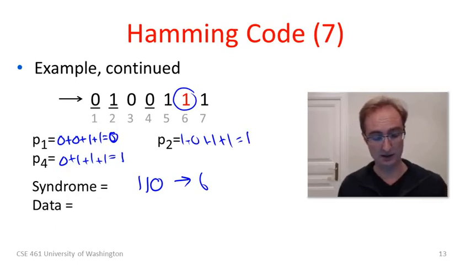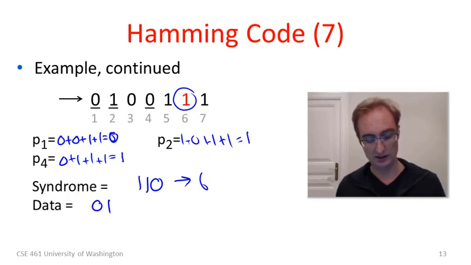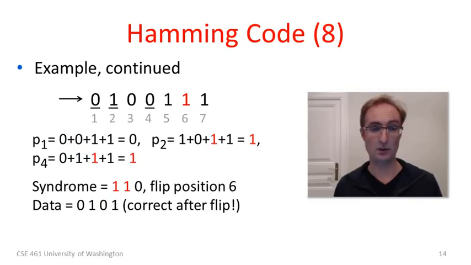The data that we get then is a 0, a 0, a 1, a 0, a 1, a 0 and a 1. And that's what the real data should be. Yes, and we can see here that it's correct after we've flipped the bits.